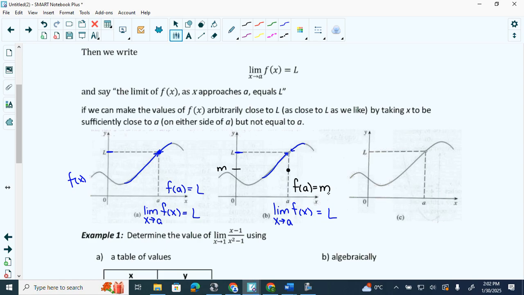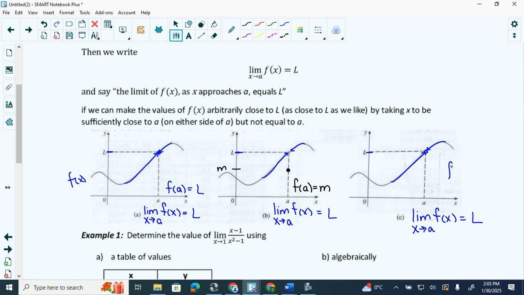This one is the same f of x graph. From the left, I'm approaching L. From the right, I'm approaching L. So the limit as x approaches a of f of x equals L. So these all actually have the same limit, even though their graph is a little different. This is a continuous graph. This one has an open dot, a removable discontinuity, and an actual coordinate at f of a equals m. This one just has removable discontinuity.